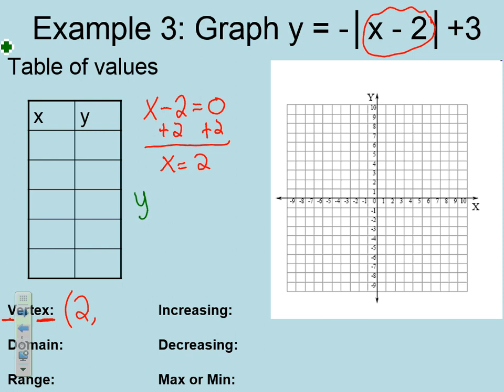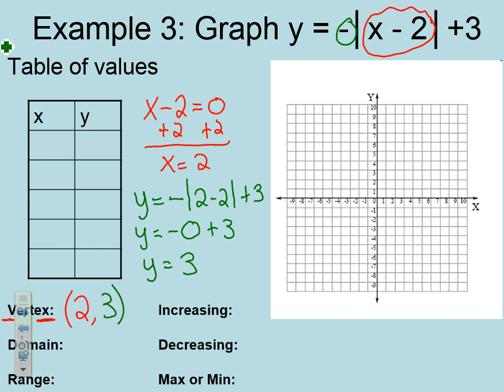So y equals negative, don't forget about that there, absolute value of 2 minus 2, plus 3. Well, y equals negative, 2 minus 2 is 0, plus 3. So y is just going to equal 3. Now remember, we put our vertex right here in the center of our table. So I have 2, 3.